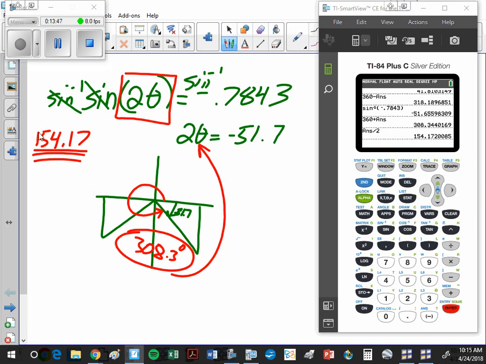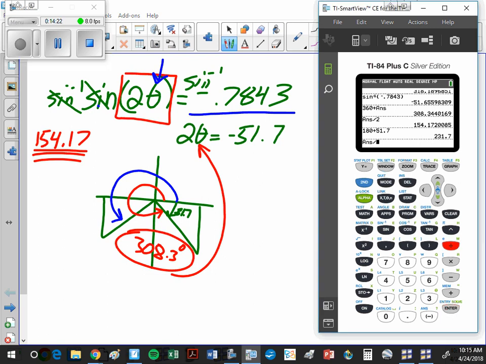Okay? What is this angle? How will I find that angle? 180 plus 51.7. Everybody see that? So 180 plus 51.7. This angle lands in quadrant 3. So the sine of 231.7 is this. But what angle do I plug in here to create 231.7? Half of that. So I divide it by 2, and I get 115.85. Am I done?